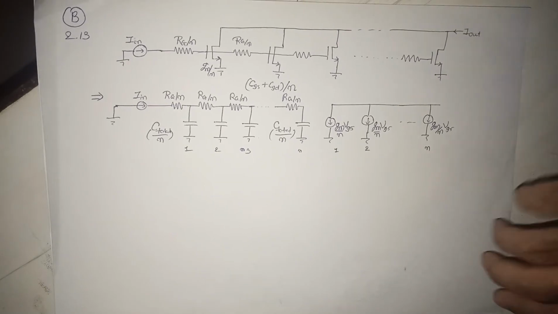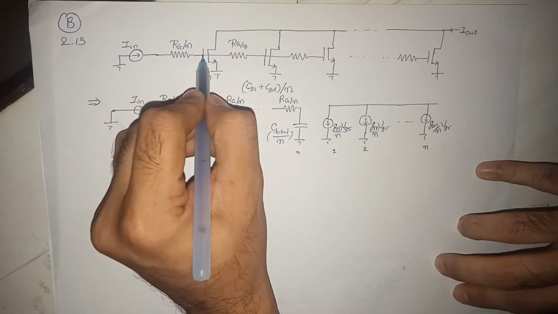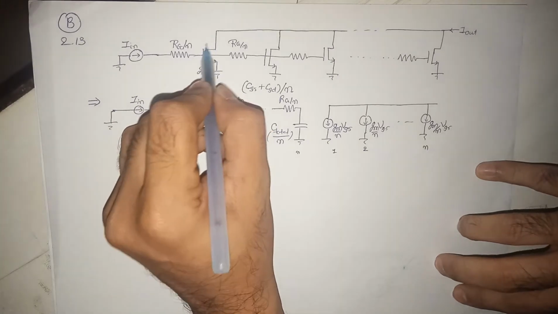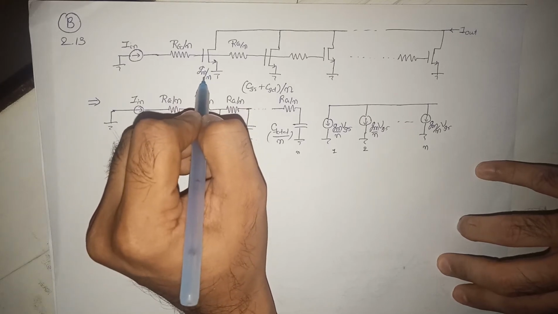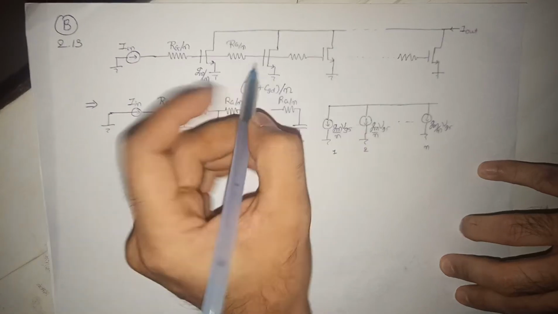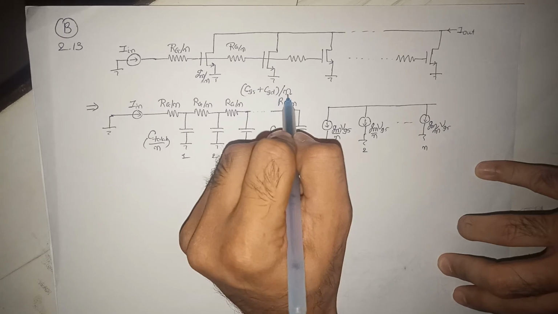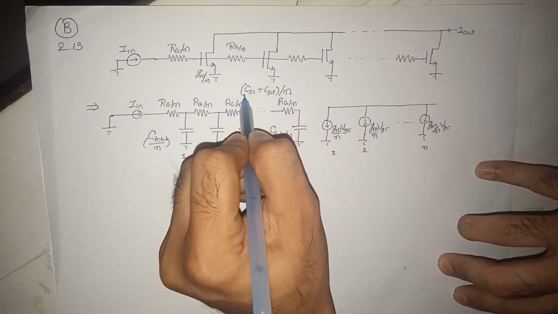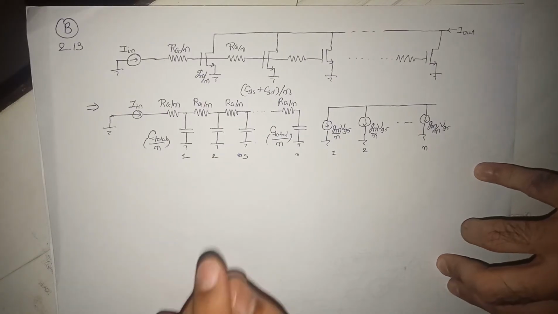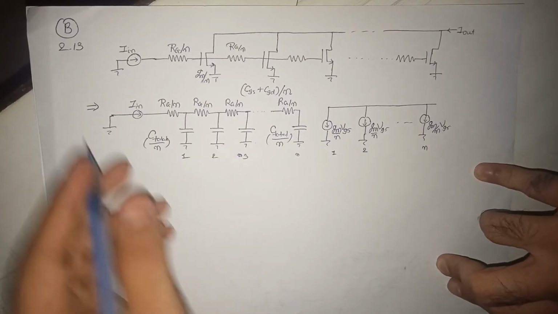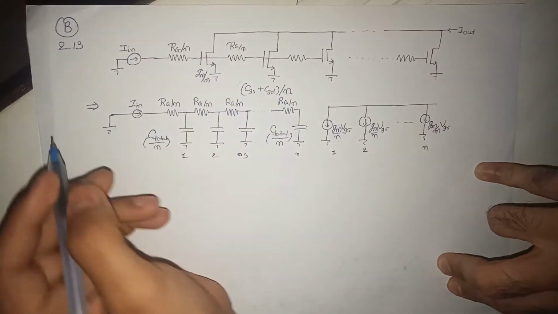So, I in is coming after Rg. It is seeing the gate terminal of the first transistor, which has transconductance Gm by n, and the capacitances are CGS by n and CGD by n. So ultimately the total capacitance will be (CGS plus CGD) by n. If you didn't see my video of part A, please go through it once, so you will get the idea of what I am writing here.